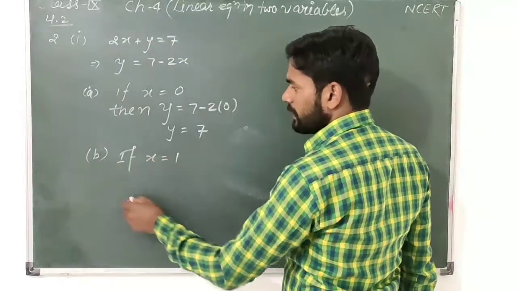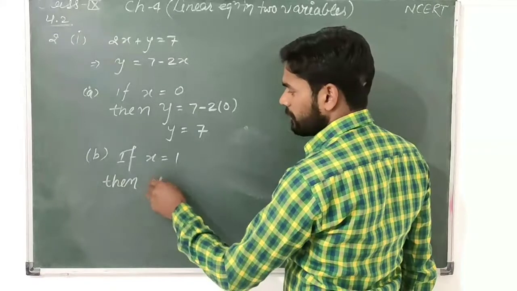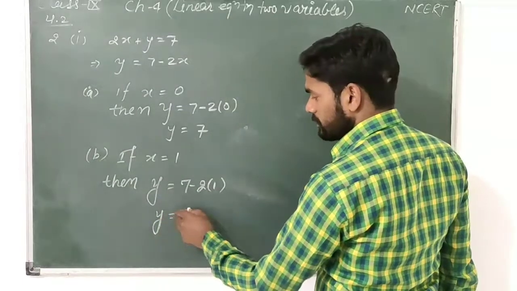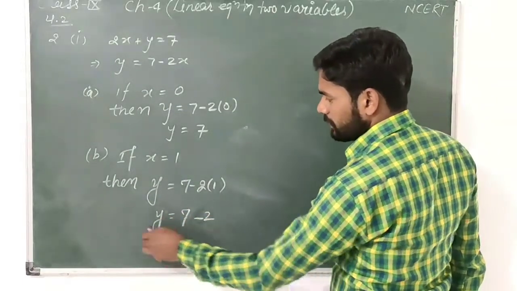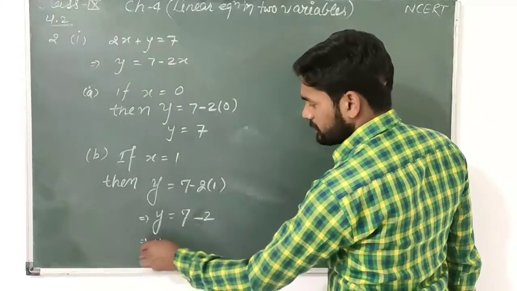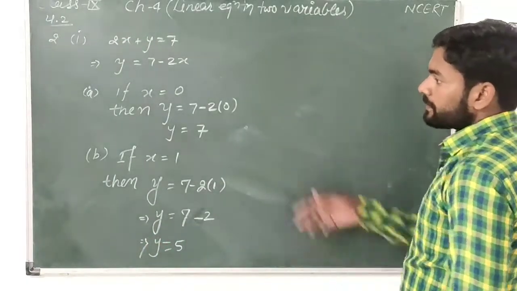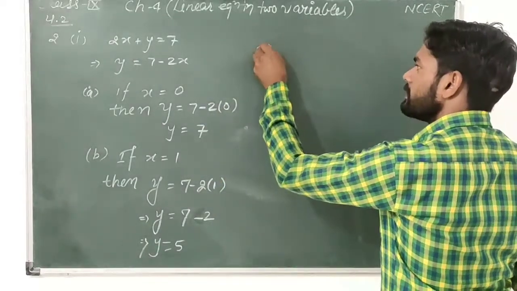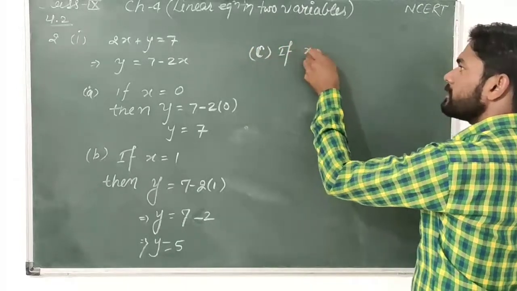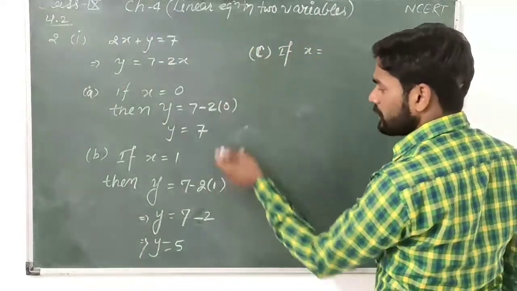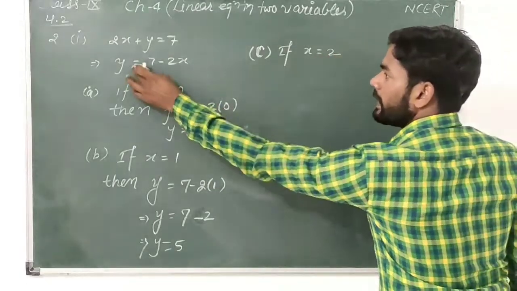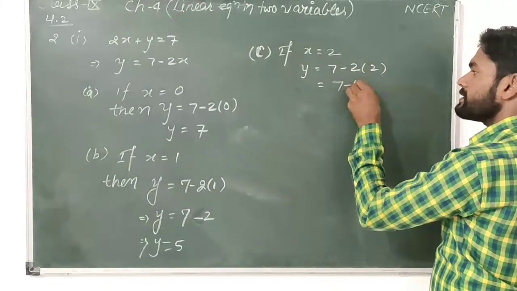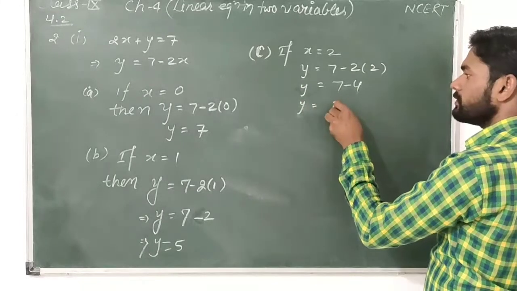B. If x is equal to 1, then y is equal to 7 minus 2 into 1. y is equal to 7 minus 2. And finally, y is equal to 5. This is the first solution. This is the second solution. Third, C. If x is equal to, just imagine 3, 2 ले लो, 0 लिया, 1 लिया, now 2. Then y is equal to 7 minus 2 into 2. 7 minus 4. And y is equal to 3.